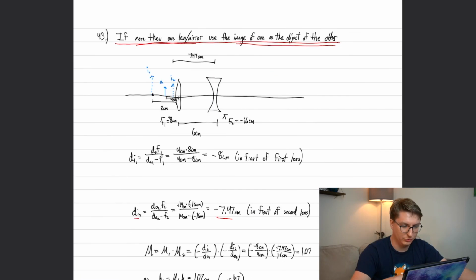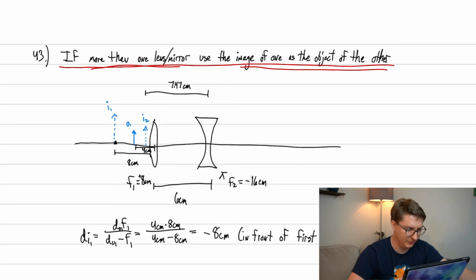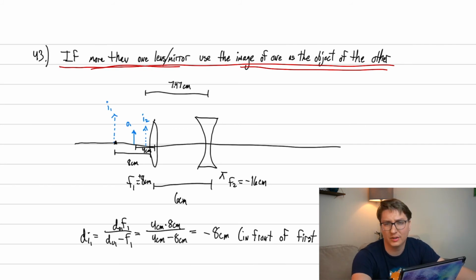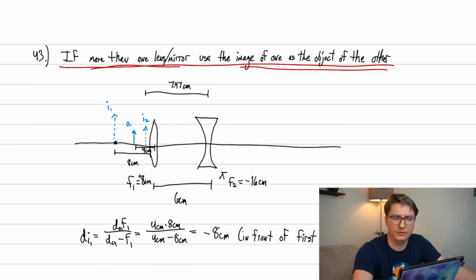Okay, let's do one more problem. This one's going to be a little complicated compared to the ones we've been doing, because we're going to use 2 lenses. And these problems are probably the hardest things you're going to be asked in these sorts of optics problems. And you can really solve them if you know this one trick.